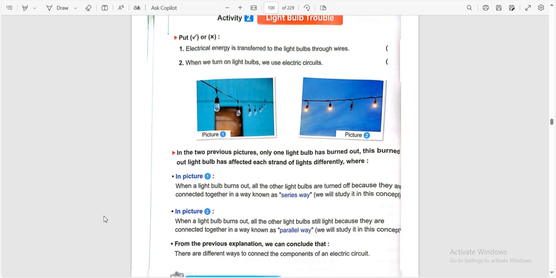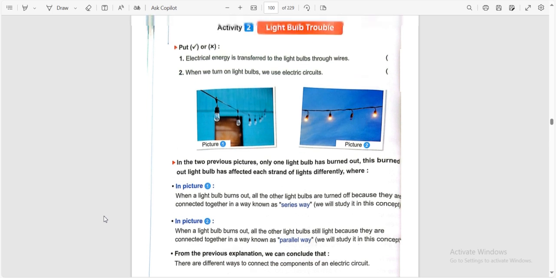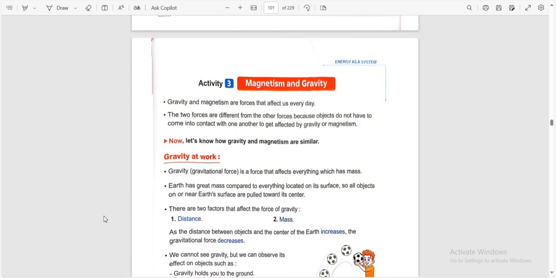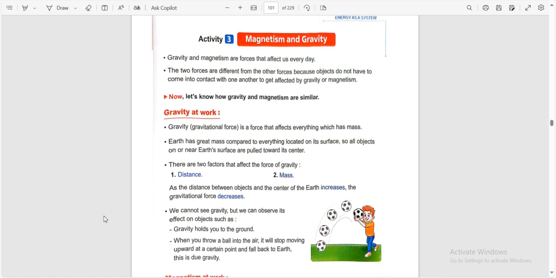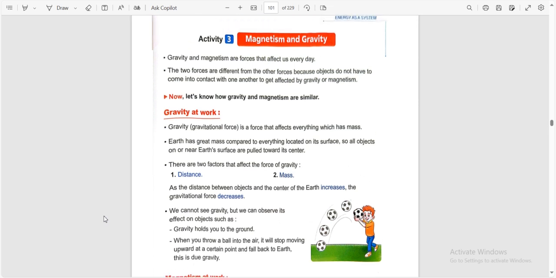We will see many different kinds of energy. One of the very important ways is electricity, and other forms of energy is magnetism. So magnetism is the energy that comes out of a magnet when it attracts something. Another form of energy or force is gravity. Gravity is a force that affects any and everything that has a mass.